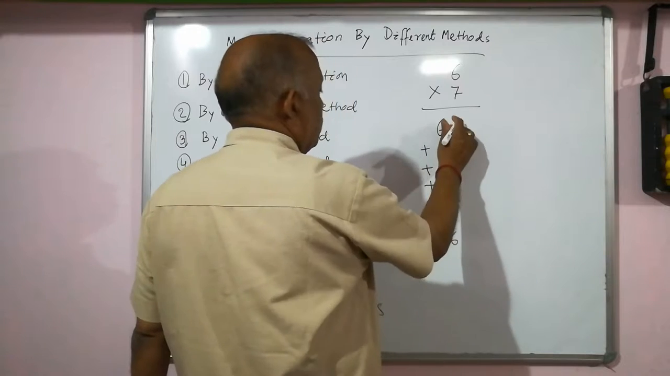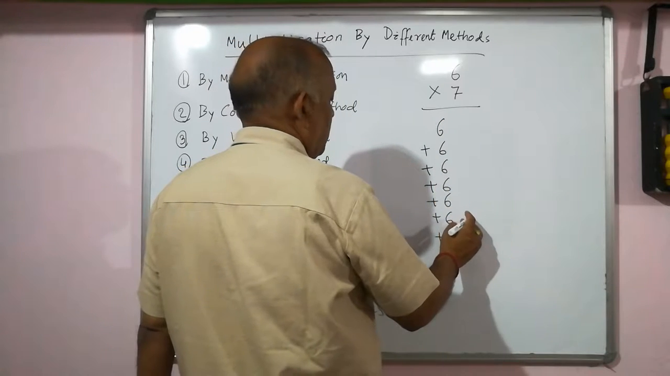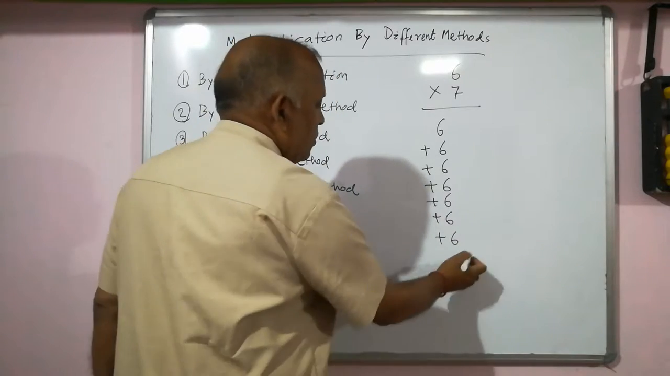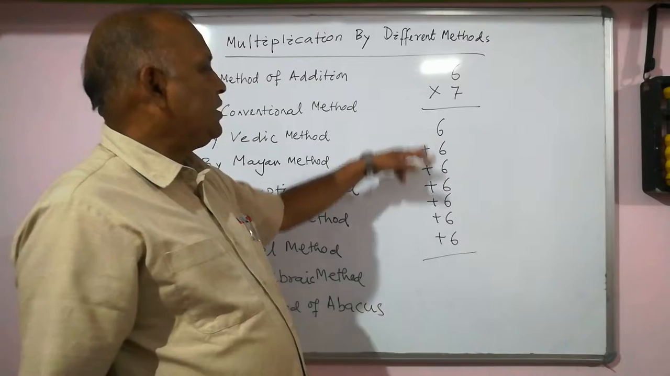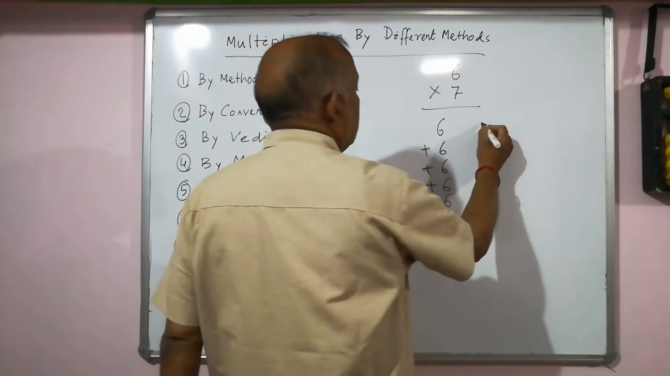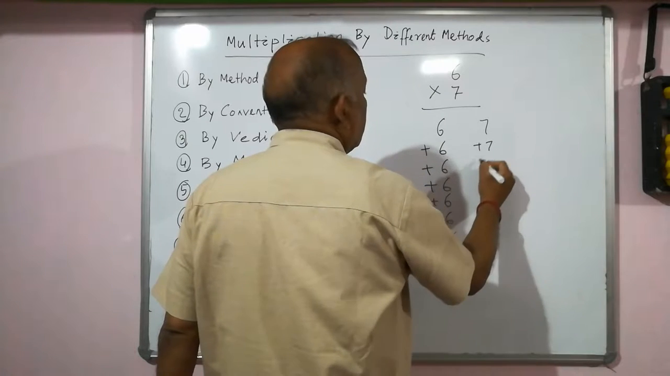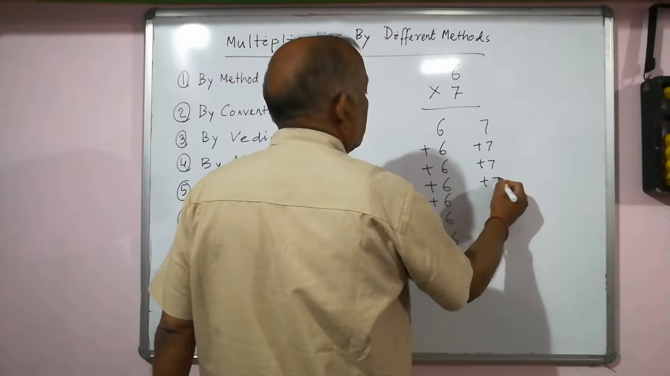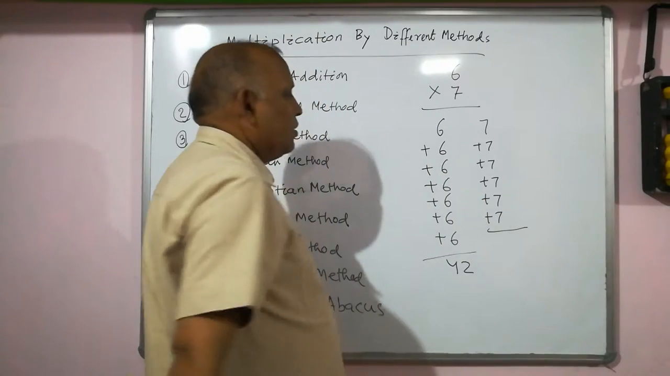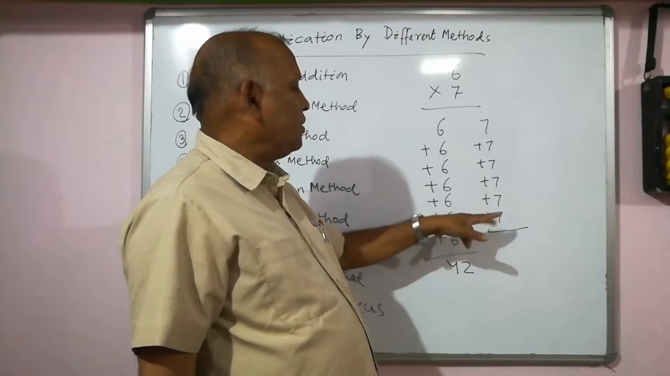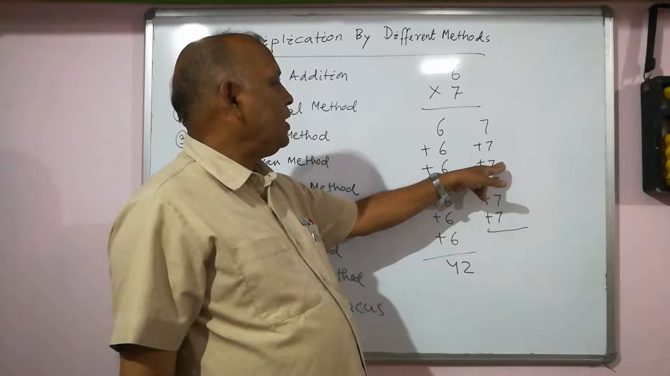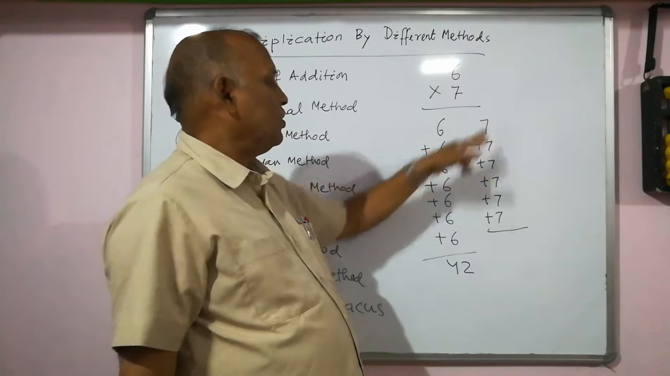6 plus 6 plus 6 plus 6 plus 6 plus 6 plus 6. 1, 2, 3, 4, 5, 6, 7. So if we add 6, 7 times, then we get 42. Or we may do it 7 plus 7 plus 7 plus 7 plus 7 plus 7. We add 7, 6 times. 7 plus 7 is 14, plus 7 is 21, plus 7 is 28, plus 7 is 35, plus 7 is 42.